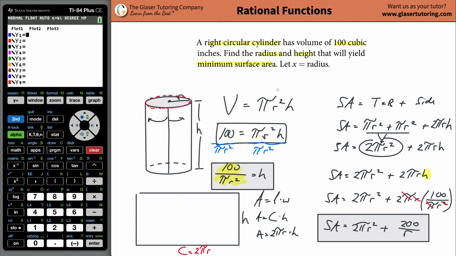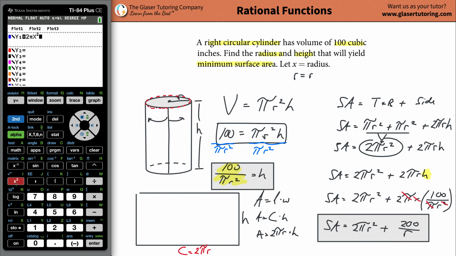All right, now this is a function that I can plug into my calculator. They said to let x equal the radius, but honestly, who cares? I like r equaling the radius. That makes more sense to me. But when I plug it into my calculator, I'm going to be using x, all right? So I plug this formula in. It's going to be 2 pi r squared, so x squared, plus 200 divided by that r, or just divided by x.